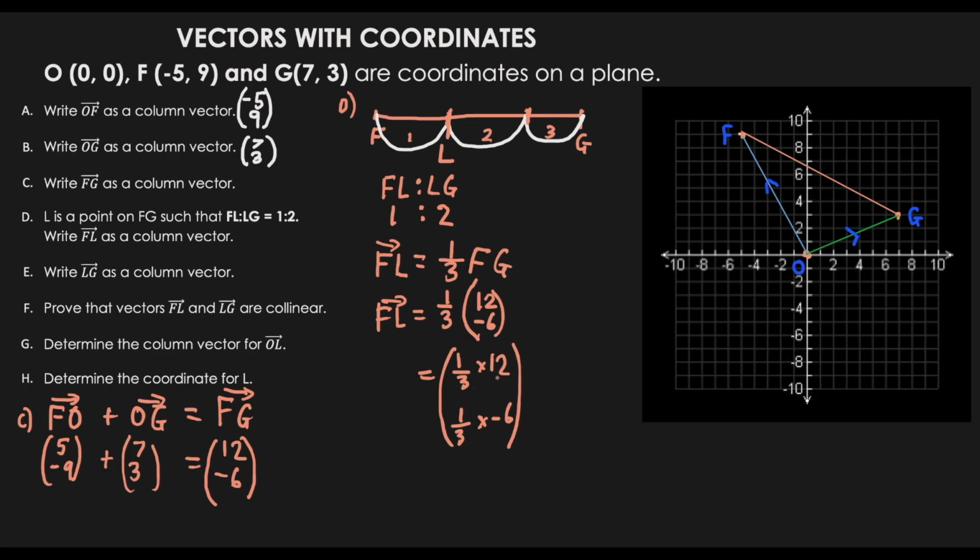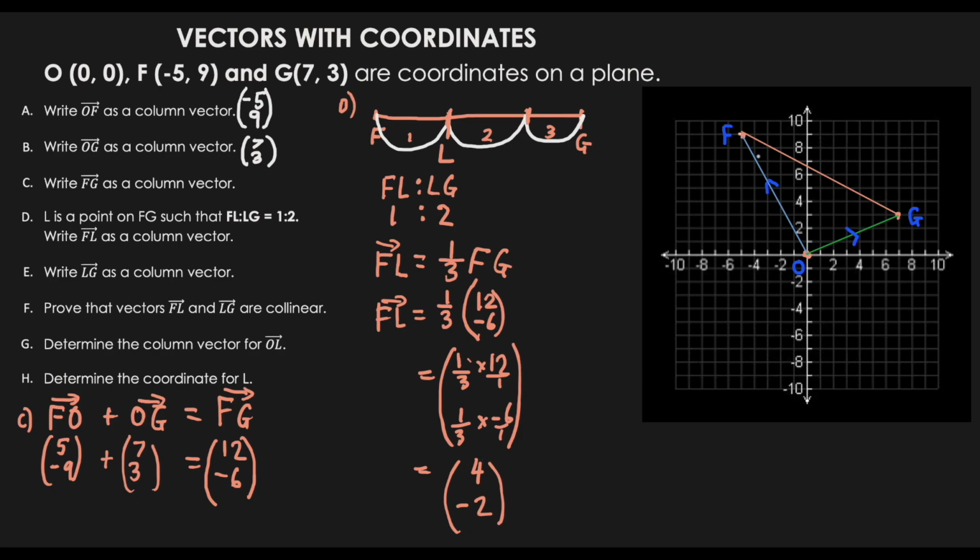Okay, so 1/3 times 12 is the same as saying 1 times 12, then 3 times 1 is 3. So it's the same as saying 12 divided by 3, which gives us 4. So 1/3 of 12 is 4. And then 1/3 of negative 6, that's 1 times negative 6, which is negative 6, over 3 times 1, which is 3. Negative 6 divided by 3 gives us negative 2. So FL can be represented as (4, -2).